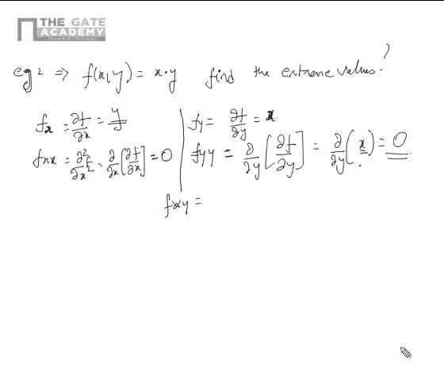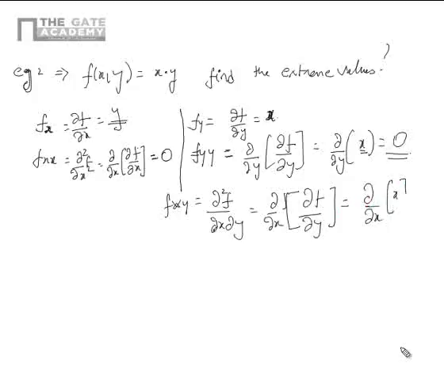And what is fxy? Fxy is nothing but dou square f by dou x dou y. This is nothing but dou by dou x of dou f by dou y, which is dou by dou x of x. This is nothing but 1.